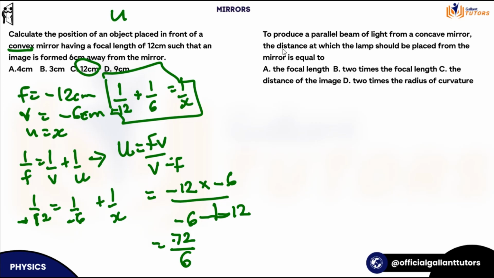Exactly. Now, having this understanding, let's read the question and get it right. To produce a parallel beam of light from a concave mirror, the distance at which the lamp should be placed from the mirror. So we're talking about the distance here.